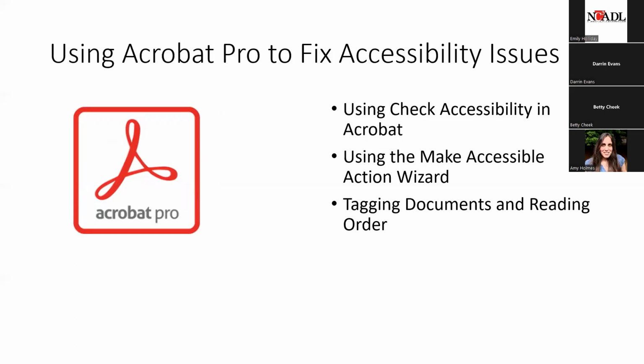So we're going to use the check accessibility tool in Acrobat, and then we're going to use the make accessible action wizard. And then we'll tag documents and we'll look at reading order. Those are the kinds of things that we're going to do today.